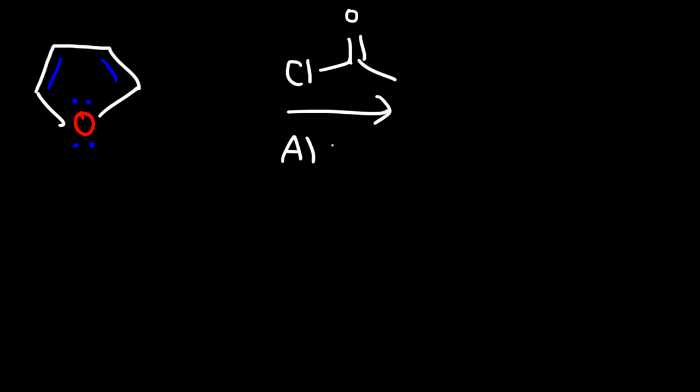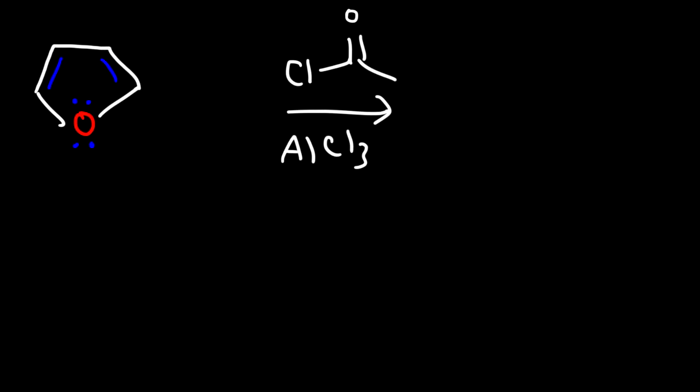Now let's work on some practice problems. So let's use furan as the nucleophile for this reaction. And let's react it with an acid chloride. So here we have the Friedel-Crafts acylation reaction. So what's the major product in this example?